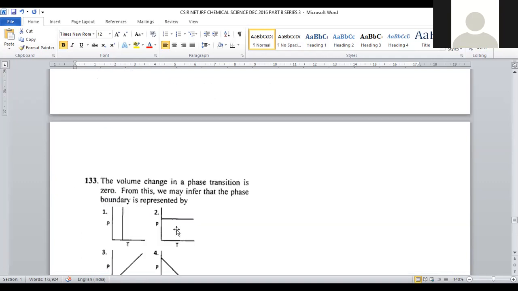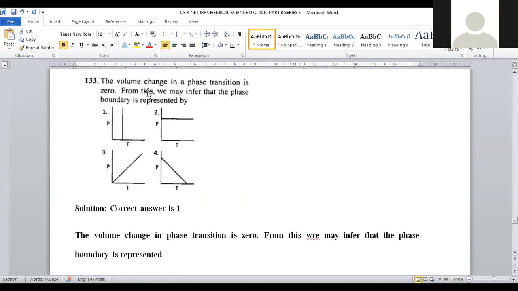Let us move on to question number 133. The volume change in the phase transition is 0. Volume will be constant. If volume is constant, those reactions are called isochoric. If pressure is constant, that is called isobaric. If temperature is constant, those are called isothermal. Here what they mentioned, volume change in the phase transition is 0. These are said to be isochoric in nature.